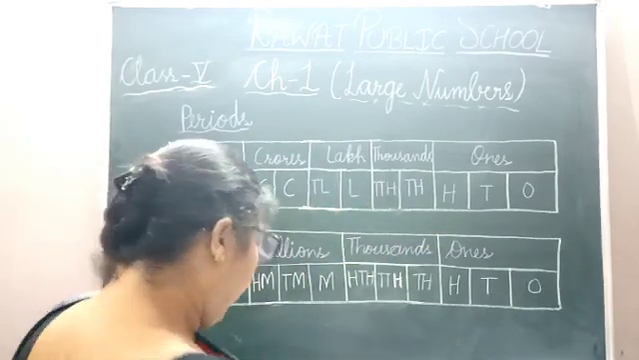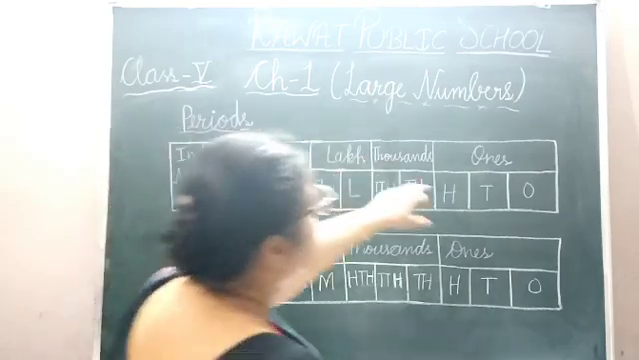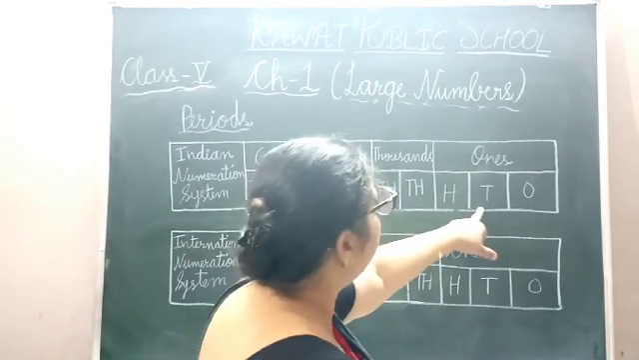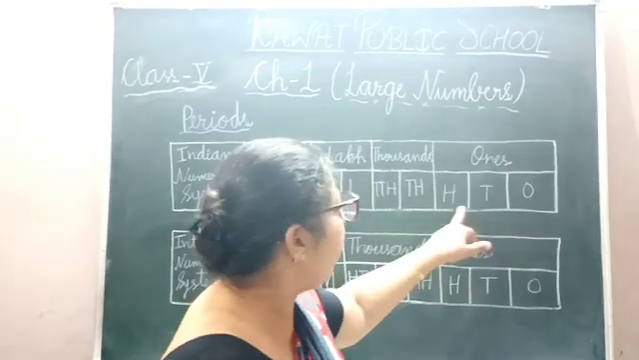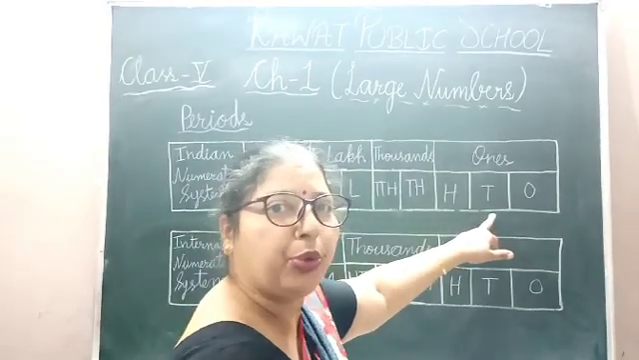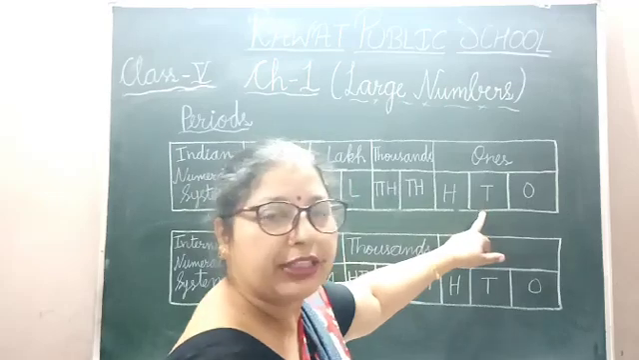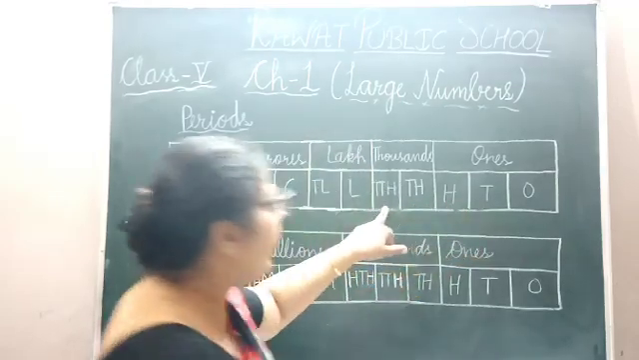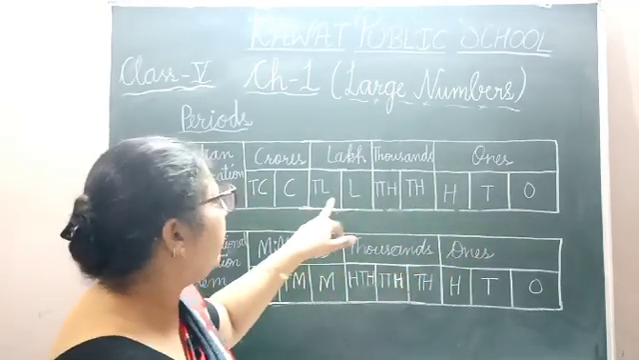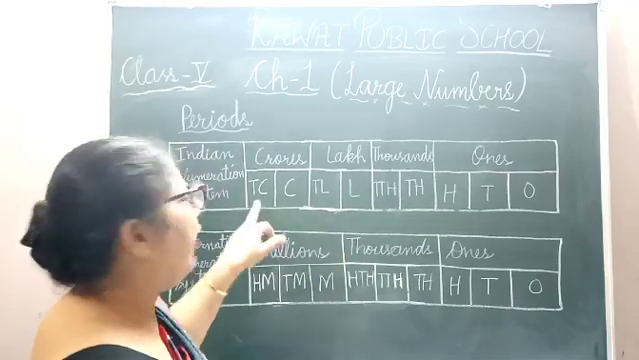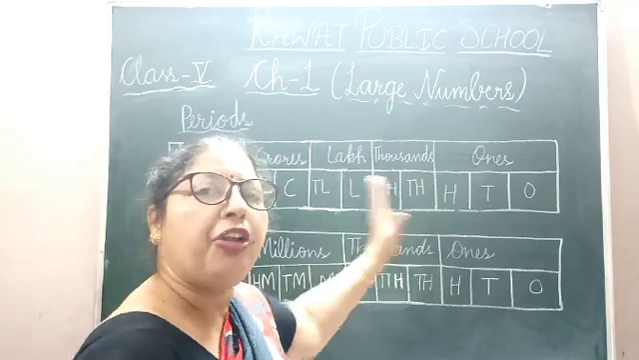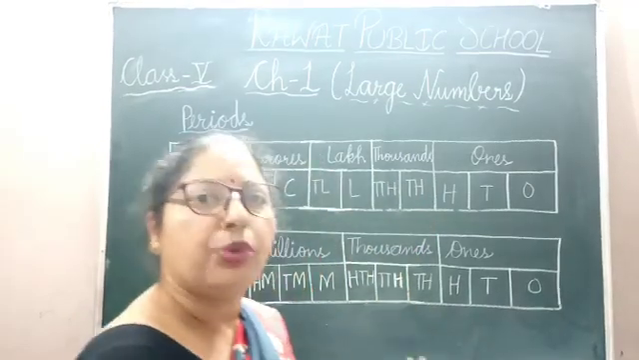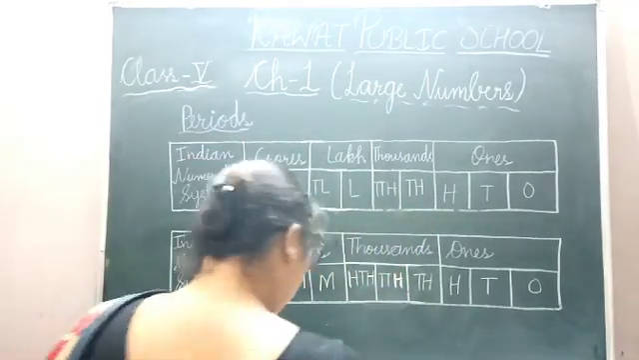We group the digits in 3 digits. The first period is divided into 3 grouped digits. This is called the ones group. Second is the thousand group. The third period is the lakh group, and the fourth period is the crore group. And after every period we put a comma.